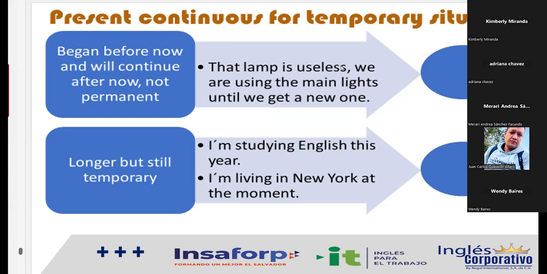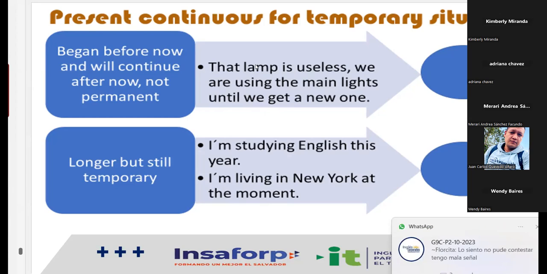That lamp is useless. We are using the main lights, okay? That lamp is useless. We are using the main lights until... Esta palabra que ven acá significa hasta, okay? Y esta palabra da un fin, ¿sí? Da un fin, o sea, hasta ahí llega lo temporal. Lo temporal se va a acabar después que dice until. Hasta que we get a new one. Hasta que compremos una nueva, ¿sí?